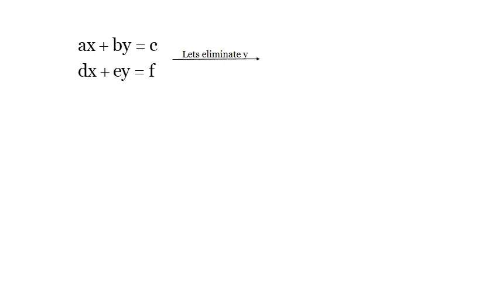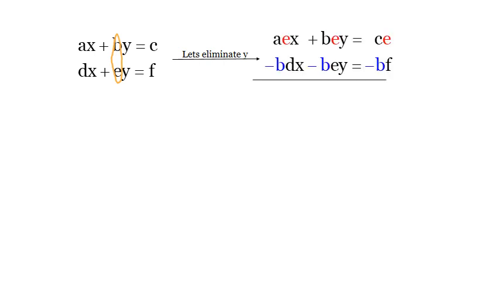So let's just pick Y, and we're going to eliminate Y. In order to eliminate Y, I need to multiply each equation by the opposite coefficient, and I need to make one of them a negative. So I'm going to take the entire first equation and multiply it by the opposite coefficient, which is E, and take the bottom equation and multiply that by the opposite coefficient, which is B.